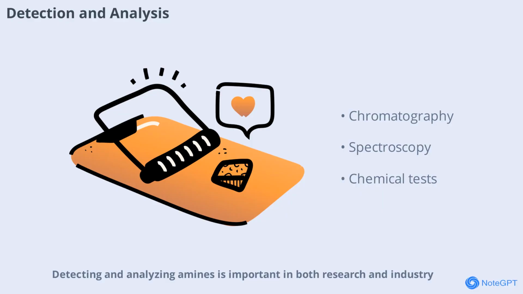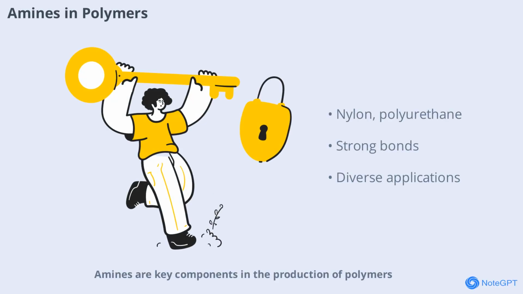Detecting and analyzing amines is important in both research and industry. Techniques such as chromatography, spectroscopy, and chemical tests are used to identify and quantify amines in mixtures, ensuring quality control and safety. Amines are key components in the production of polymers such as nylon and polyurethane.